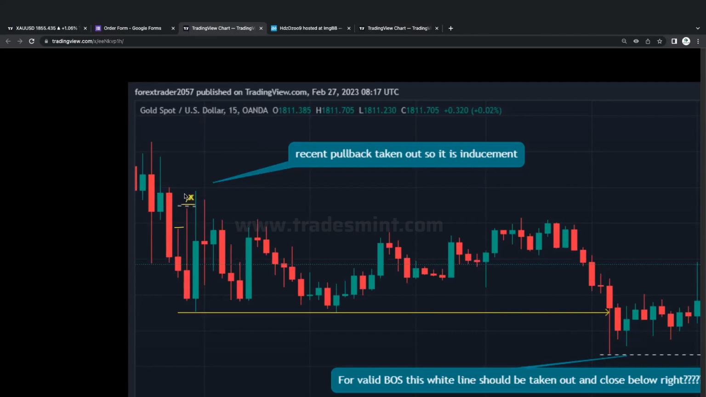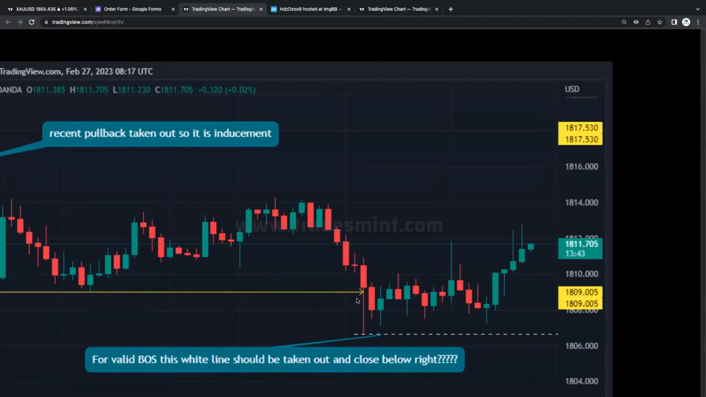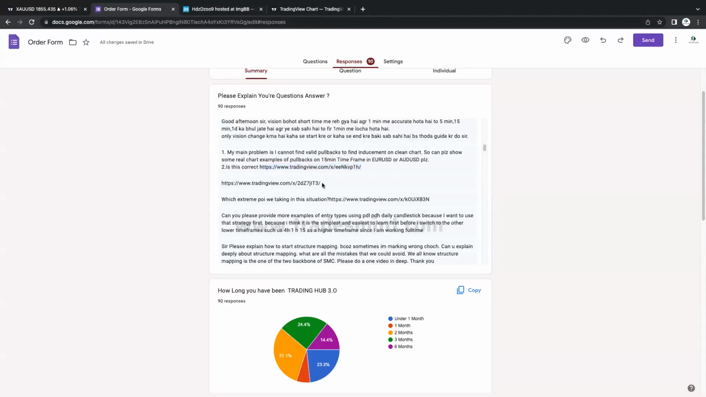No, sir. This is not a valid pullback. The actual pullback is here because of this move. And it doesn't matter that this high is broken and this candle high is broken; these are internal. The main move is here, right? For a valid BOS, this is a line. Yes, sir. Price must close below it. So this is just a liquidity sweep. So this is not a valid break of structure. The next question is here.